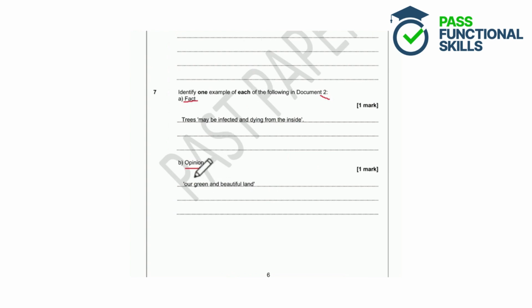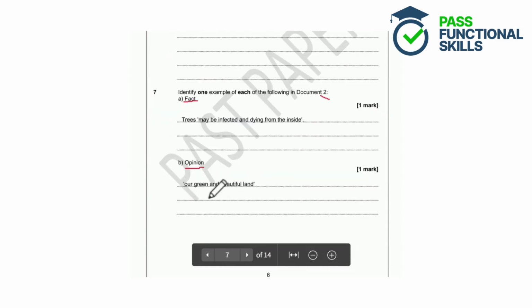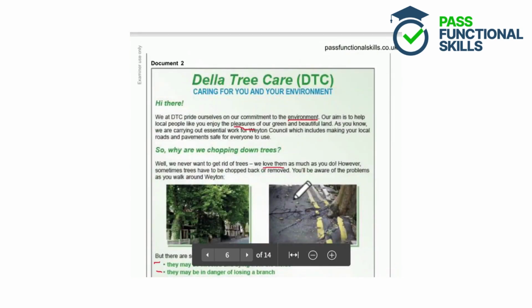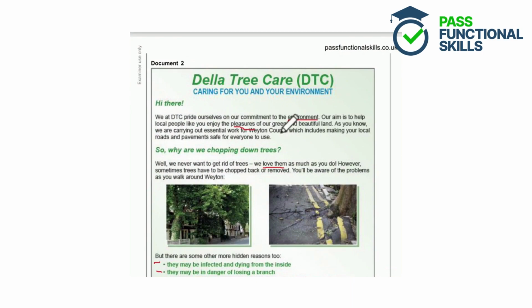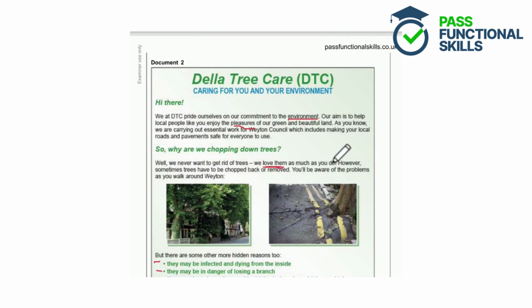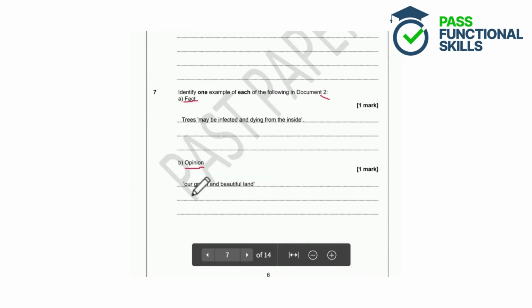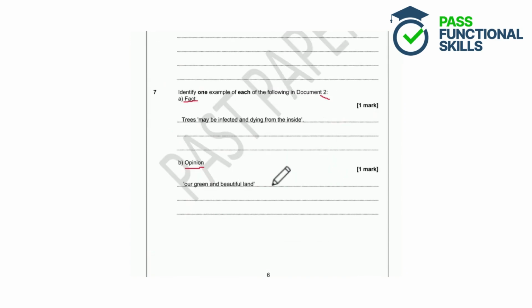And for B, an opinion, so an example of an opinion, remember this is something that can't be proven, it's someone's thought or feeling. So here the student has put our green and beautiful land as an opinion, which is here. That can't be proven, some people might think it's not green and beautiful. We could also have, we never want to get rid of trees, we love them, so love is an opinion, it's their opinion on trees. So any of those would work. So the student here has put our green and beautiful land, but you could have any of those as an opinion.